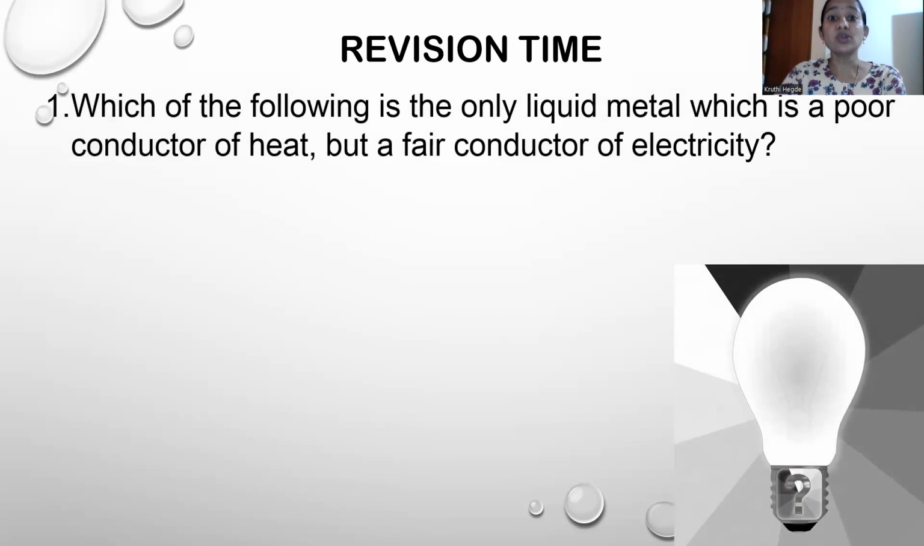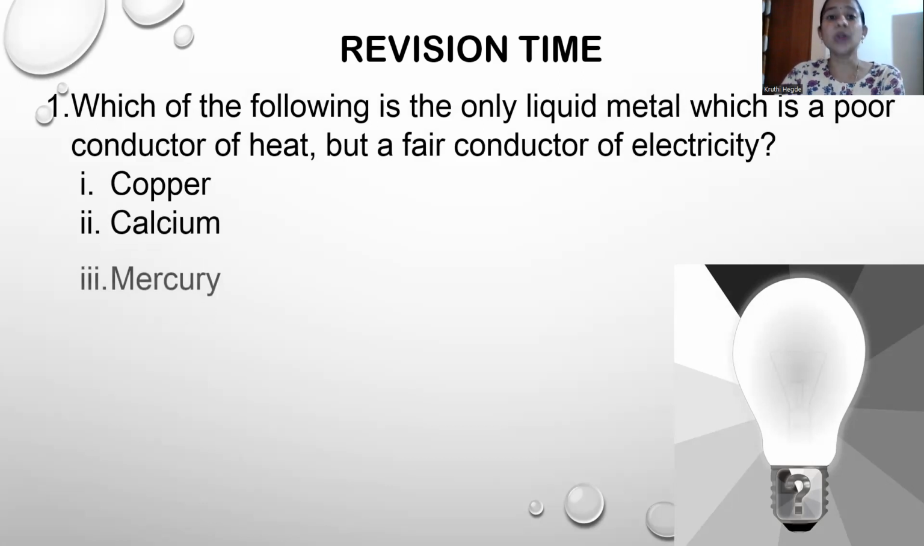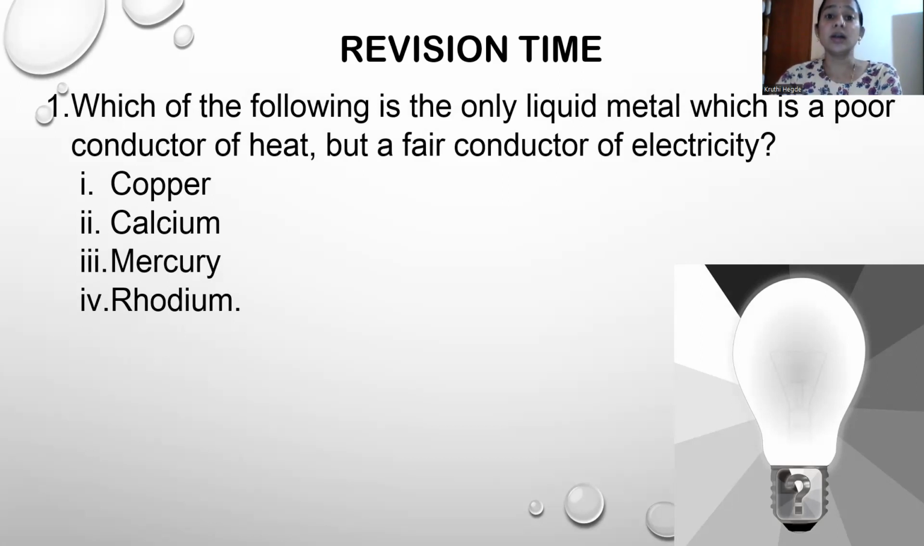First question. Which of the following is the only liquid metal which is poor conductor of heat but a fair conductor of electricity? One main point that's mentioned in the question is only liquid metal. So the answer is obvious to you, but let us see the options. First option, copper. Second option, calcium. Third option, mercury. And fourth option is rhodium. Among all these four options, you know that the only liquid metal is mercury. So mercury is the correct answer.